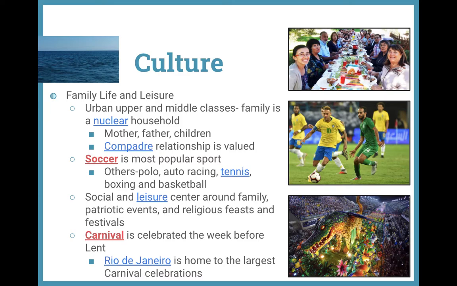Social life and leisure center around the family, around patriotic events and religious feasts and festivals. One of the biggest holidays celebrated is Carnival, which is celebrated the week before Lent. This is when we would celebrate Mardi Gras. And Rio de Janeiro has the largest Carnival celebration in the world.